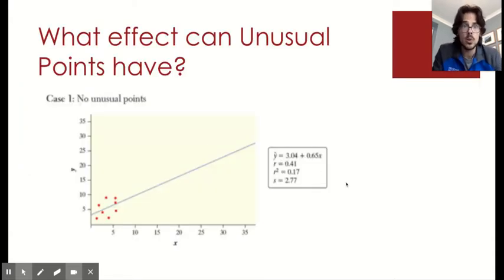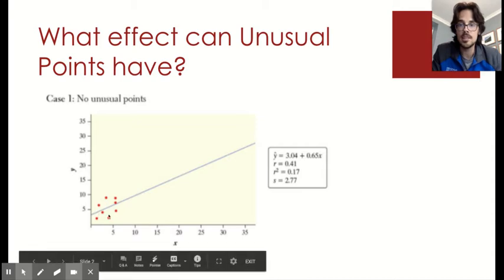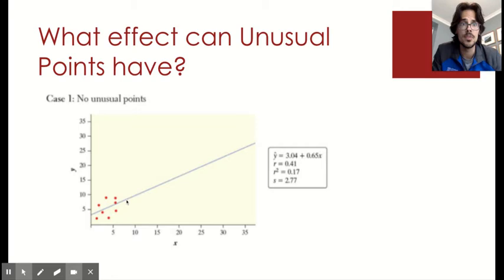Unusual points in general is our catch-all word for a point that's weird compared to the rest of them. I would argue that this data set as is does not have any unusual points. They all seem kind of more or less of the same mindset. There's nothing crazy going on. And on the side here, there's a few pieces of information. There's a line of best fit, there's R squared, and there's S.